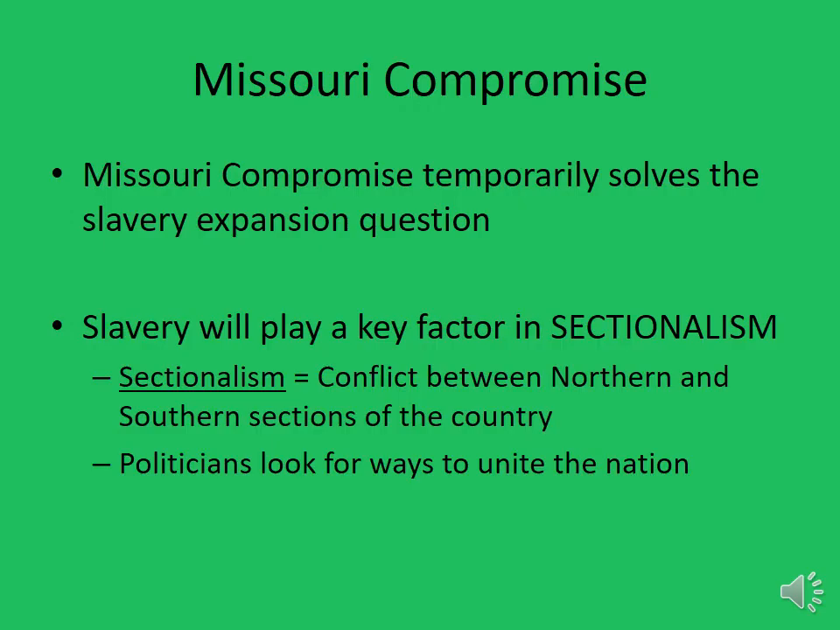All right, so the Missouri Compromise temporarily solves the slavery expansion question, like will slavery be expanded into these new territories out west? Slavery will play a key factor in sectionalism, and remember, sectionalism is one of our vocabulary words, and sectionalism is a conflict between northern and southern sections of the country. And politicians were looking for ways to unite the country, and we talked about one of the ways, the American System, that they tried to unite the nation a little bit earlier in the chapter. We talked about that.